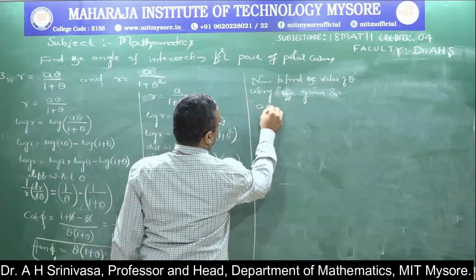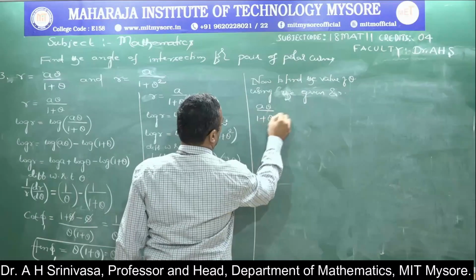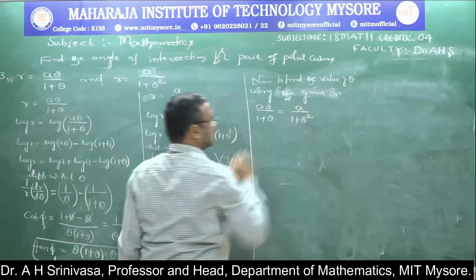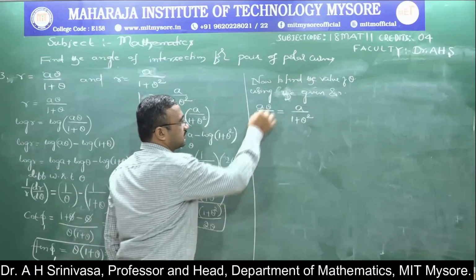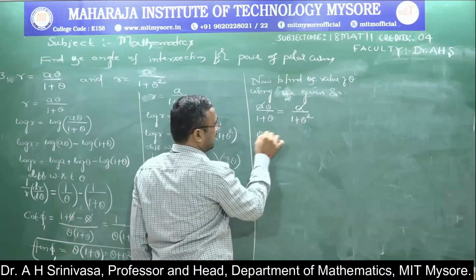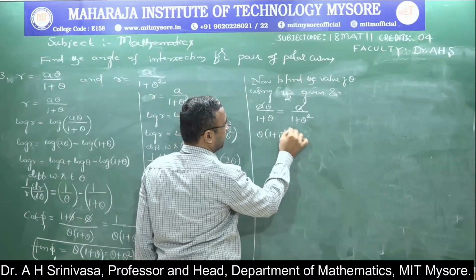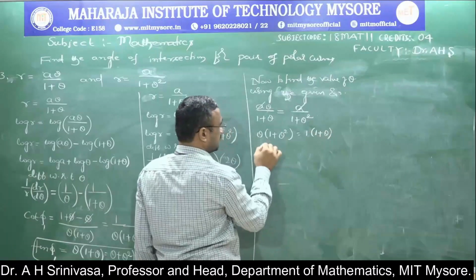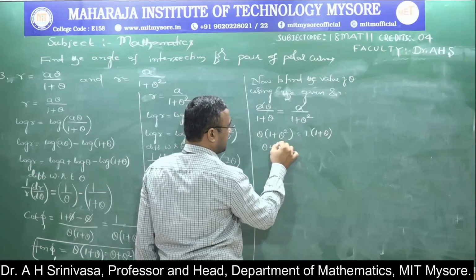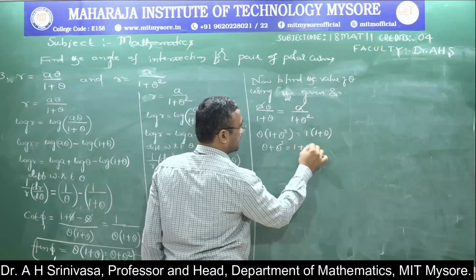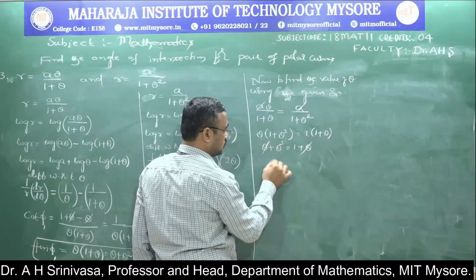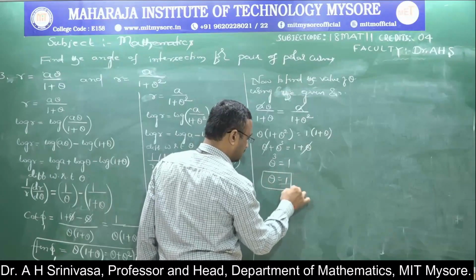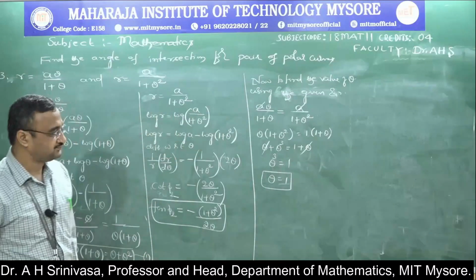That is, a theta divided by 1 plus theta should be equal to a divided by 1 plus theta square. Make a cross multiplication. These two a's are cancelled here. Theta into 1 plus theta square. Here 1 is there, 1 into 1 plus theta. Then theta plus theta power 3 should be equal to 1 plus theta. Now cancellation of these two. Now I got the value of theta is 1.